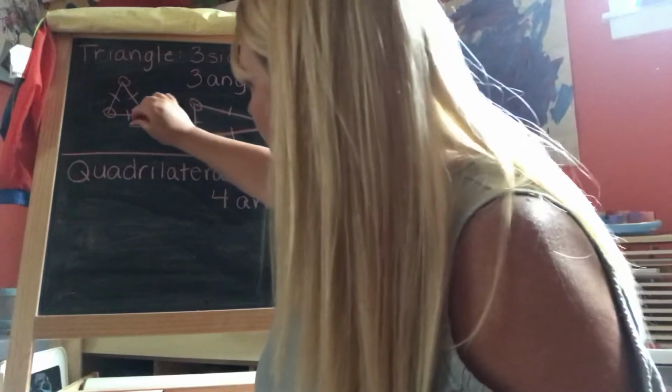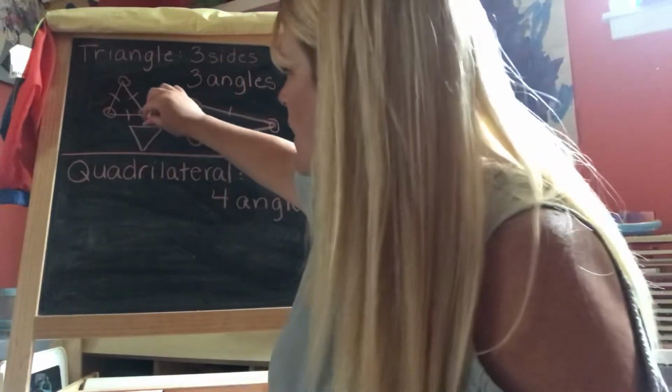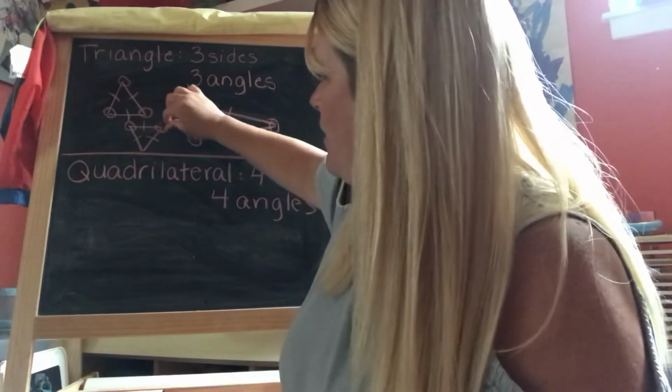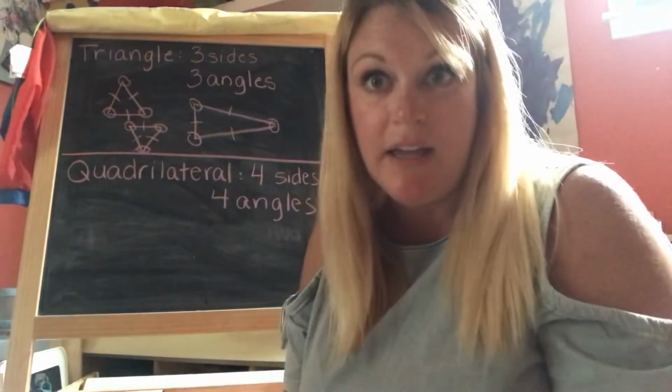So no matter how I make my triangle look, as long as it has three sides, three angles, it is called a triangle.